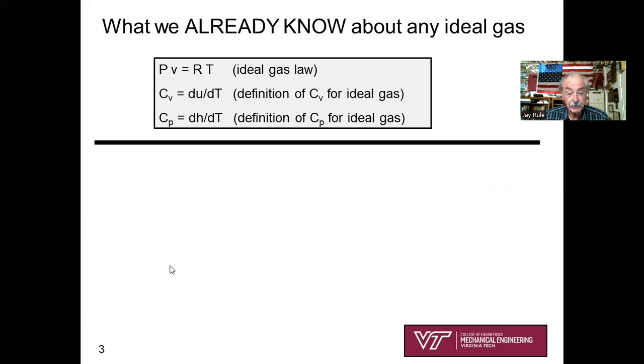Another thing that you should know is the definition of the two specific heat values. C sub V is a derivative, du dT, and C sub P is another derivative, dh dT. So those are two definitions that you should know. Okay, so here we go.